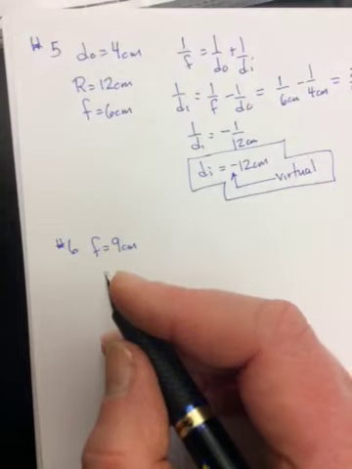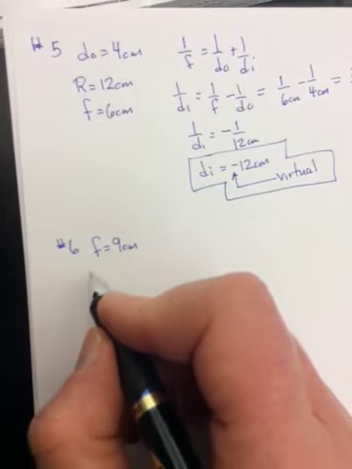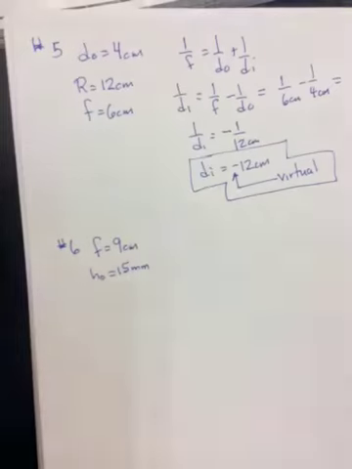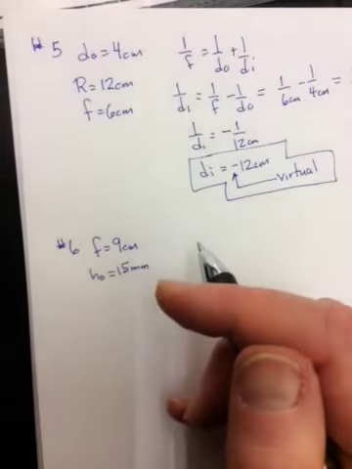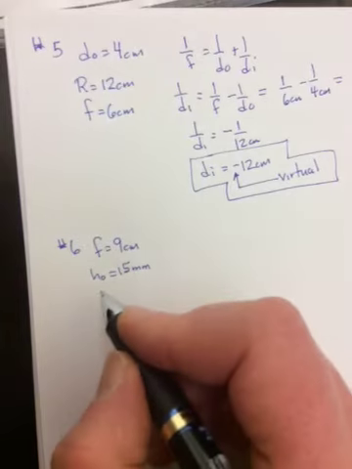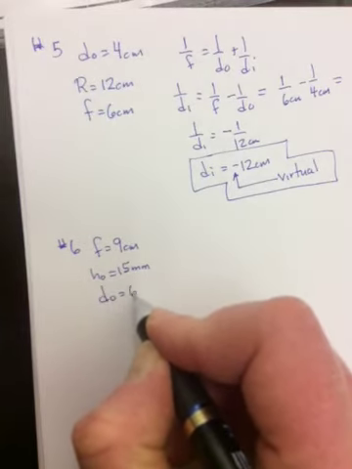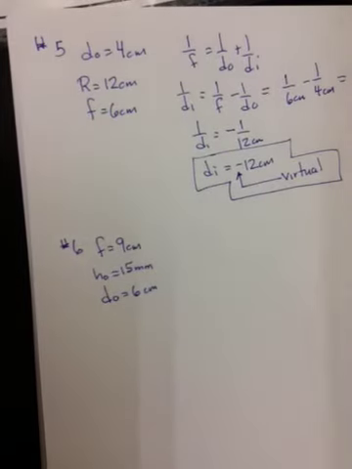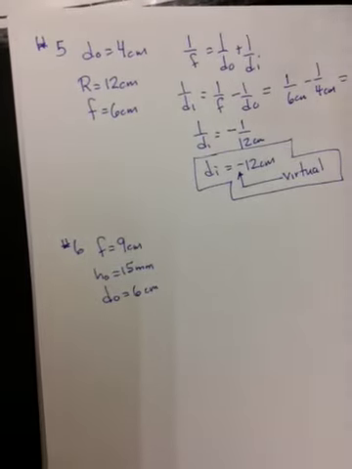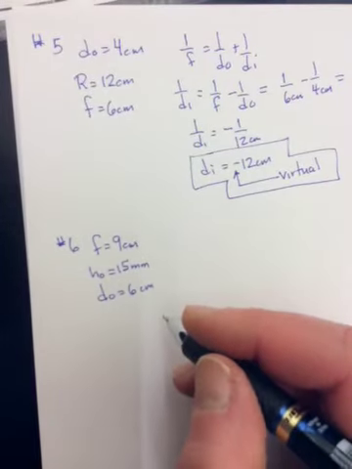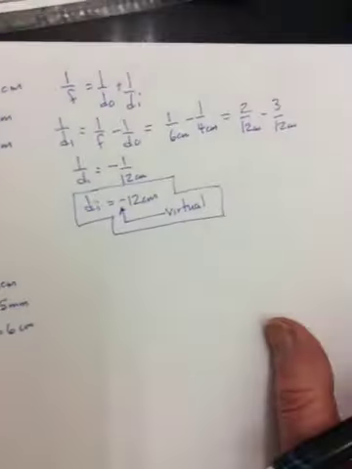Okay, so 9 centimeters. A 15 millimeter high, so that's your HO, a 15 millimeter high object is placed 6 centimeters from the mirror. That's your DO. Again, notice that it's less than the F, so it's between F and the mirror again. And the question wants you to find the image. I forgot to draw the diagram up here.